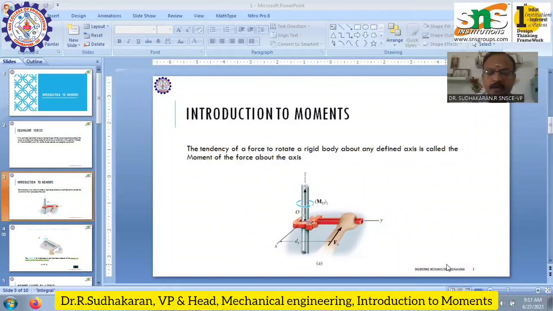You can see here, the figure shows a wrench fixed on a rod. Now, when you move the wrench, the rod starts to rotate. So the tendency of a force to rotate a rigid body about any defined axis is called the moment of the force about the axis. When a force is applied, the tendency of a force to rotate a rigid body about a prescribed axis is called the moment of the force about the axis.